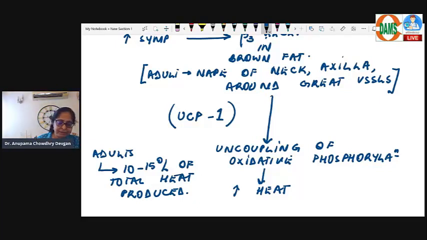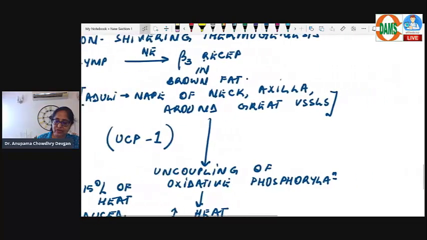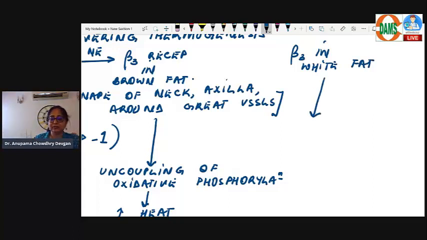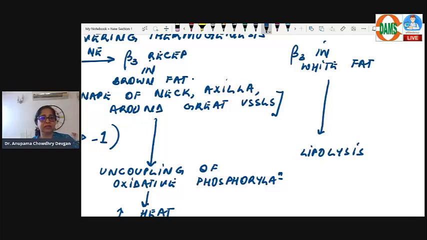Now, one important point which I want to stress is that beta-3 receptors are also present in white fat. But what is the effect of beta-3 stimulation in white fat? In white fat, it produces lipolysis. There is no uncoupling there. In brown fat, there is uncoupling of oxidative phosphorylation, but in white fat, it causes lipolysis. This is an important point that you must keep in mind.